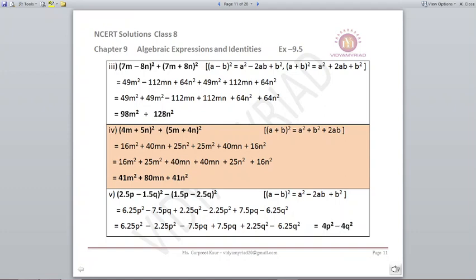Next, 2.5p minus 1.5q the whole square minus 1.5p minus 2.5q the whole square. In both the cases, we will apply the formula of a minus b the whole square. So be very careful here because there is a minus sign in the center. You need to open the bracket, and when you open the bracket, you need to change the sign. So carefully, you will get your answer as 4p square minus 4q square. After collecting the like terms, they will get subtracted or cancelled. You are left with only the square terms.